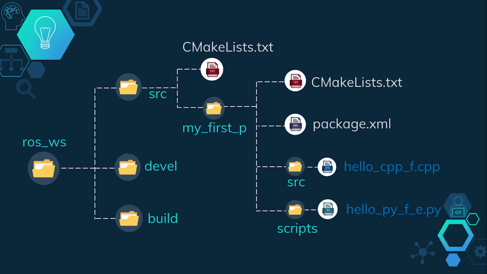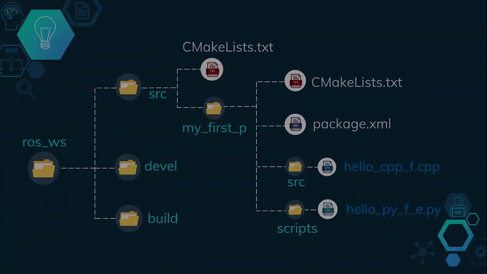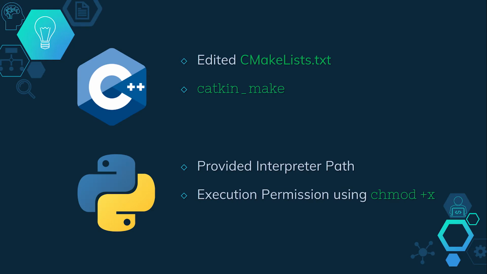Hello, in the last couple of lectures, we made the C++ and Python executables. To get these executables, we carried out two important steps. For the C++ files, we edited the CMakeLists.txt file and executed the catkin_make command. And for the Python files, we provided the interpreter path and converted the file to an executable using the chmod command. As a result of this, we have the hello_cpp and hello_py executables made using C++ and Python respectively. And now it is time to run these executables.